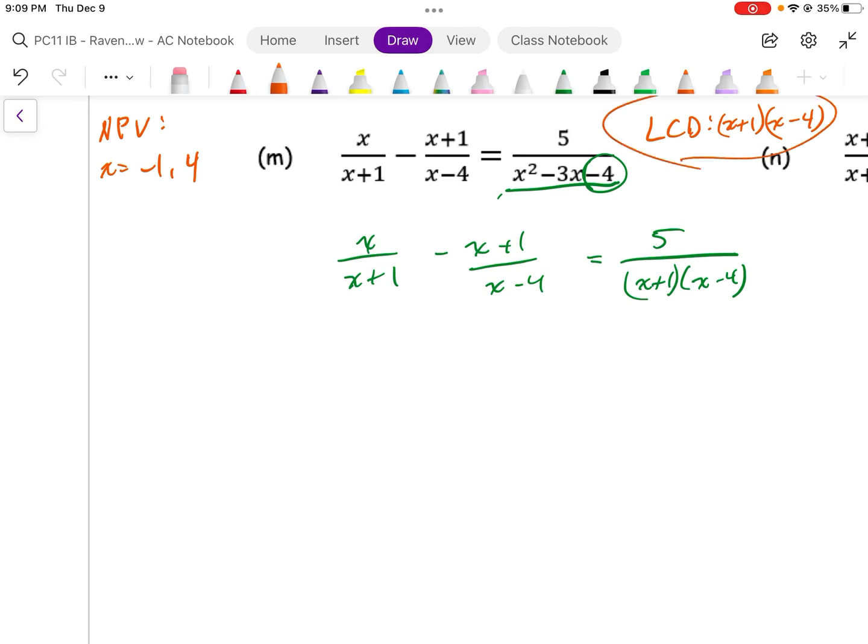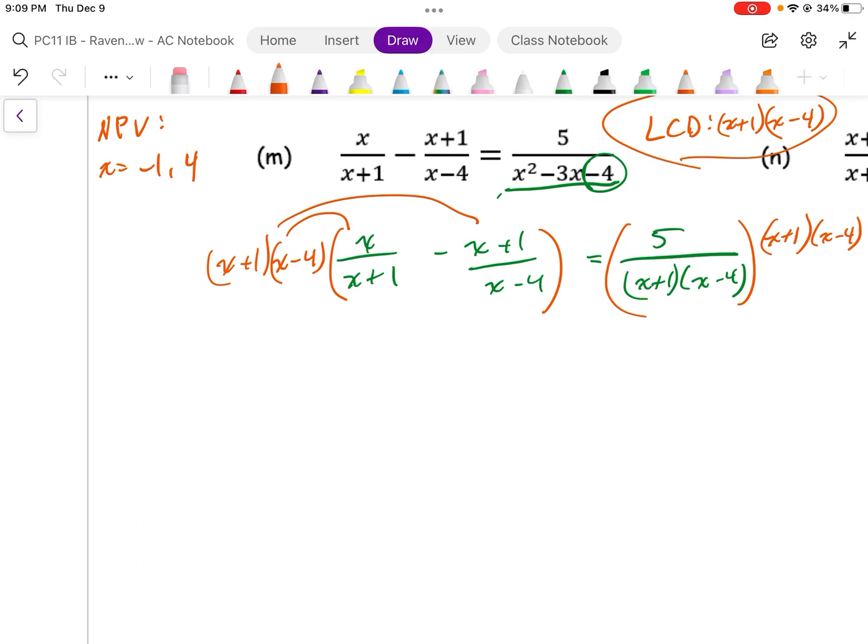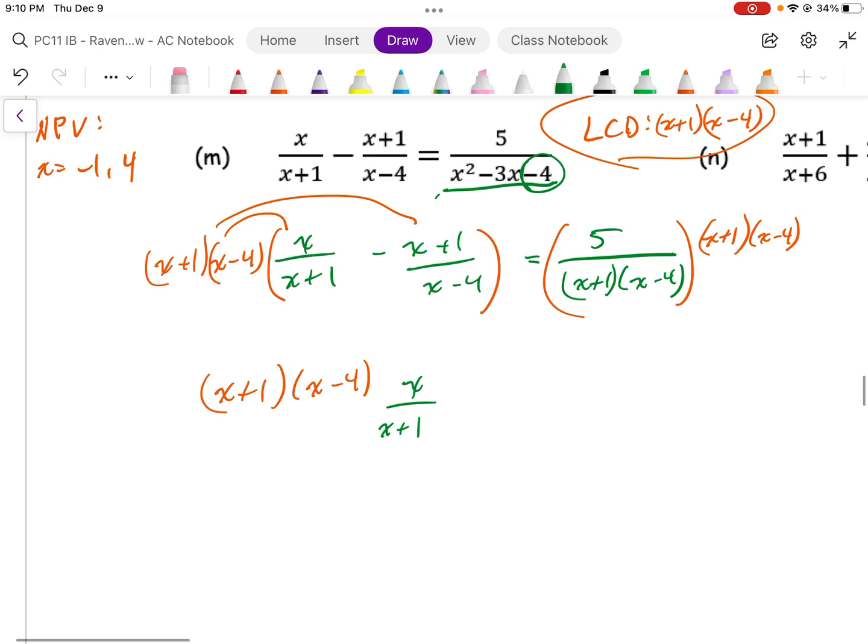My LCD, keep in mind, is (x + 1)(x - 4). So I'm going to take my expression here and multiply both sides by x + 1, my LCD, and x - 4. And you should maybe look for factors that cancel each other out. We're not going into an equation that has an exponent 3, I hope, because otherwise I'll be lost. So I'm going to distribute this multiplication once and twice. So this term is really (x + 1)(x - 4) times (x + 1).